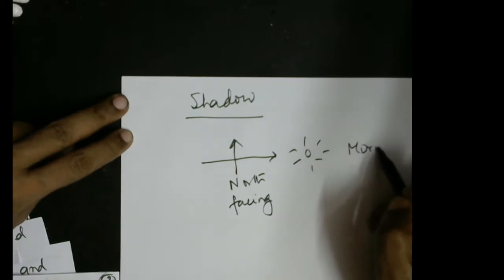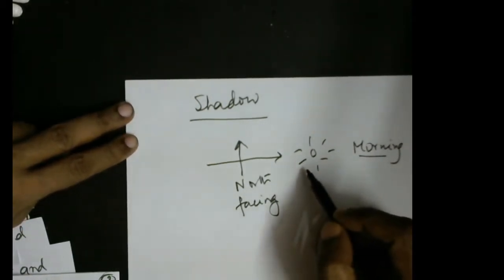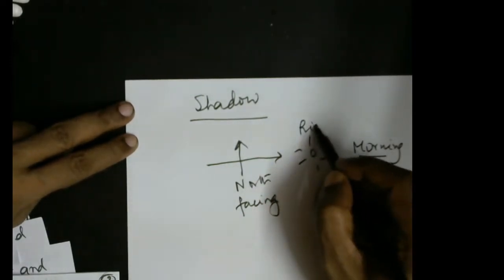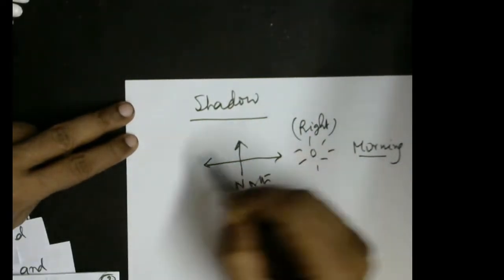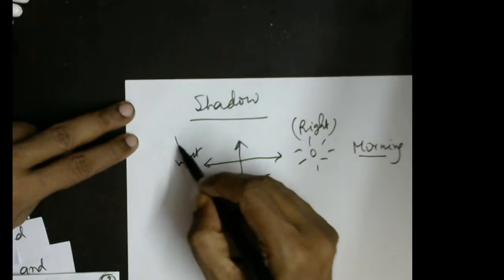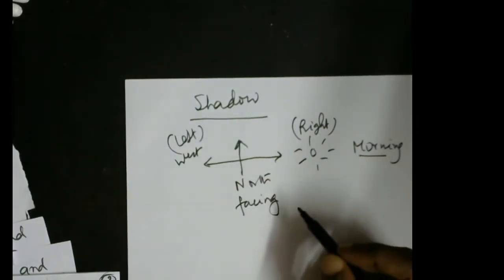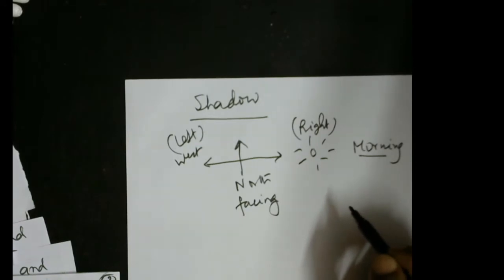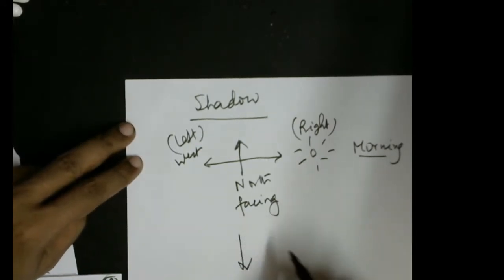So during the morning, when he is facing north, the sun will be on the right hand side, and his shadow will be the other side, that is the west direction, which is the left hand side. So one question may be asked that a person is seeing his shadow towards the left, that means he is facing north.